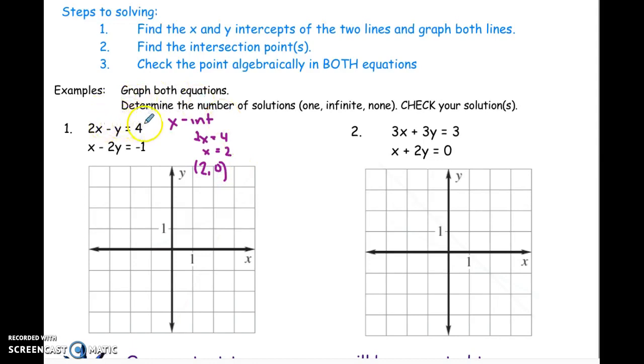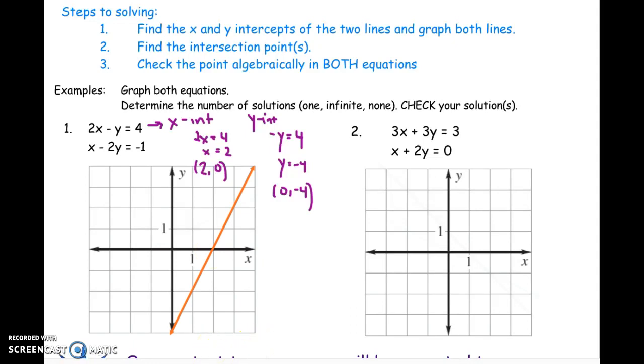Because we need two points to graph a line, I'm going to find the y-intercept by setting x equal to 0. So I have negative y equals 4, so y equals negative 4, and I get the point (0, -4). This line has an x-intercept at (2, 0) and a y-intercept at (0, -4), and that would be my line.